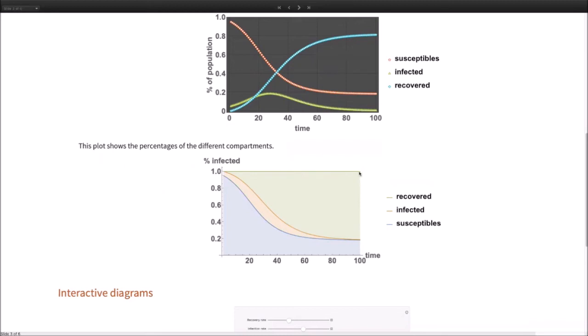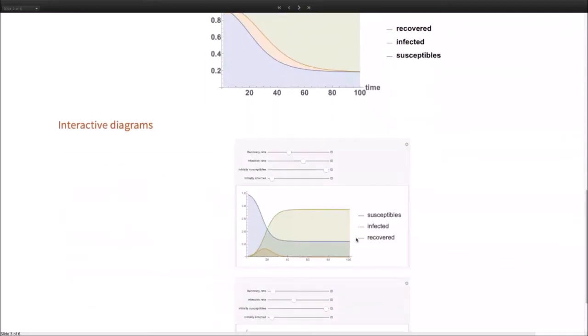And you see in this case, lots of people at the end will have recovered. Some people never got the disease, and still the disease kind of dies out. That's what people refer to when they speak about herd immunity. We can also make interactive diagrams.